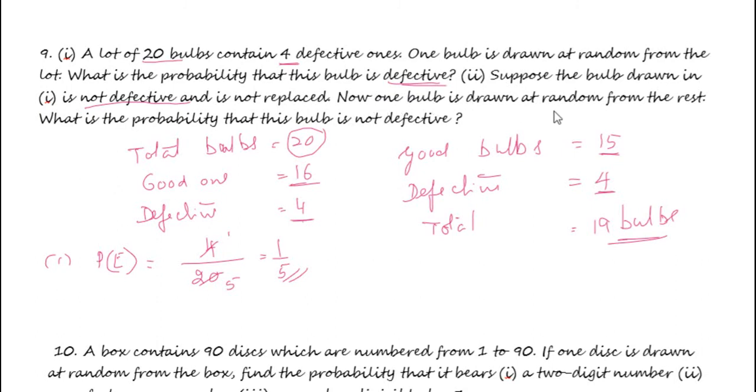Now one bulb is drawn at random from the rest. That means from the 19 bulbs. What is the probability that this bulb is not defective? That means this bulb is good. So favorable outcomes are 15, total outcomes are 19. So probability of this event is favorable outcomes 15 divided by total outcomes 19. This is the answer. When the bulb is not replaced, then you have to deduct it from the good bulbs as well as the total, and then you need to calculate the probability of the event.